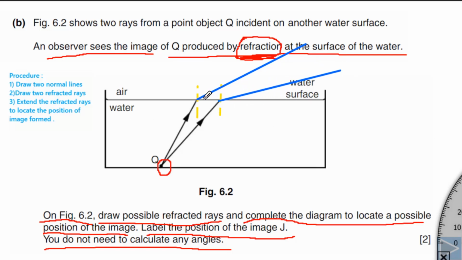We need to extend these refracted rays. We can extend like this. So we can extend like this. These extended lines have to be dotted. So we can also make them dotted like this. Our image in this case will be located here. So this is the position of the image, and for this one we have to use letter I. So this is the image. Only one thing is missing now, that is the direction of refracted rays. We must draw arrows. So this is how we can draw.